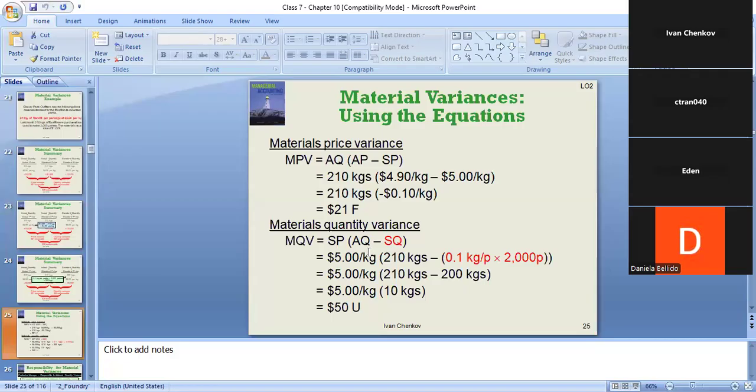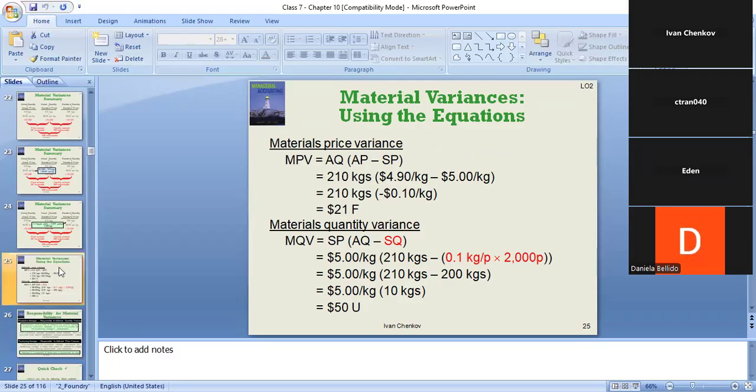Now, if you want to use the formula and formula only, again, on the material price variance, see the change in the price and see what's the effect of the change of the price only, since the actual quantity stays the same. And on the material quantity variance, eliminate the price by using only the standard price and see what's the variance in the usage of the material, and you're going to get the quantity variance. That's if you want to use the formula. Both methods are going to bring you to the same result.